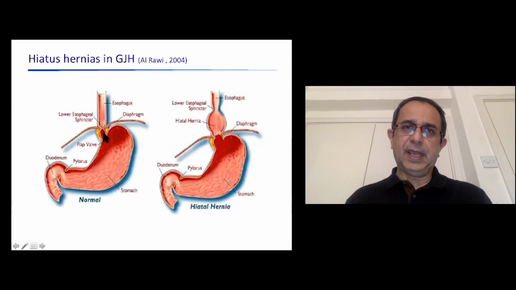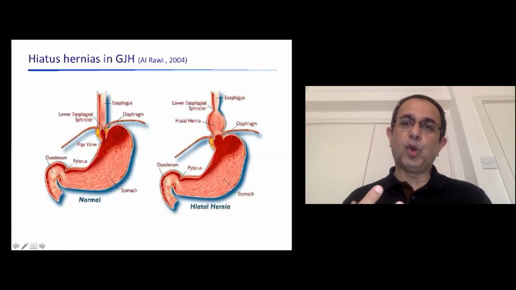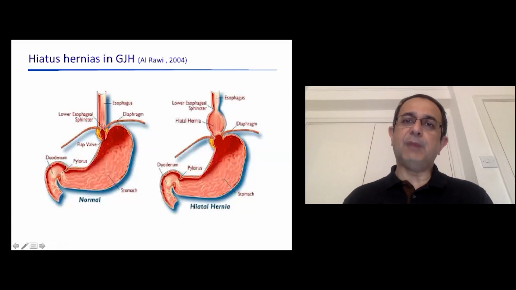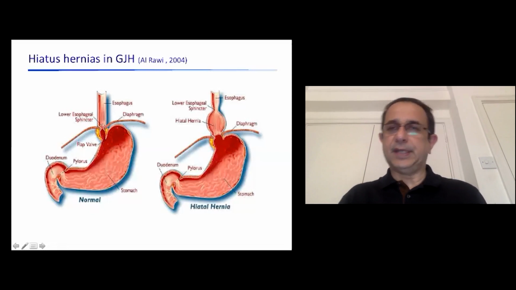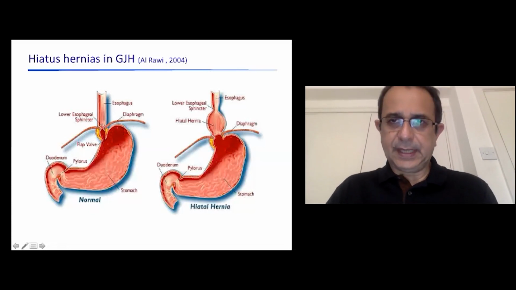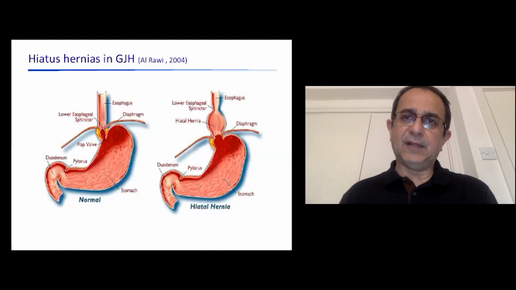The stomach is entirely within the tummy cavity, and the esophagus is in the chest cavity, and the two cavities are separated by the diaphragm, and there is a hole in the diaphragm through which the esophagus comes down and meets the stomach. In a hiatus hernia, because this hole becomes a bit wider, a bit more lax, the stomach herniates upwards into the chest cavity, and that is what a hiatus hernia is. And the problem with a hiatus hernia is that it compromises the valve at the lower end of the esophagus, which prevents acid from going up from the stomach.